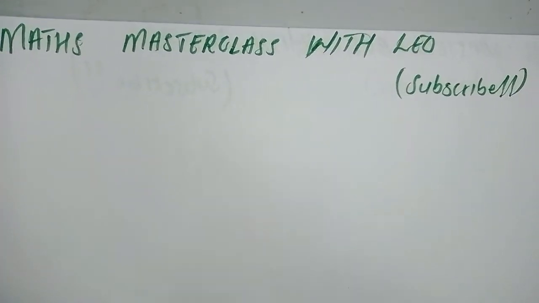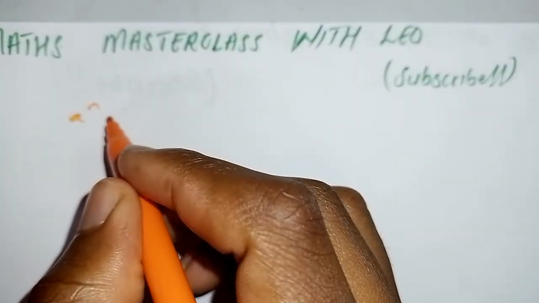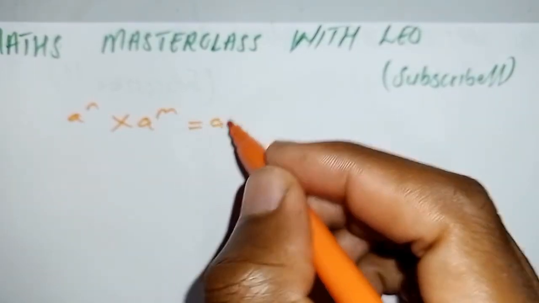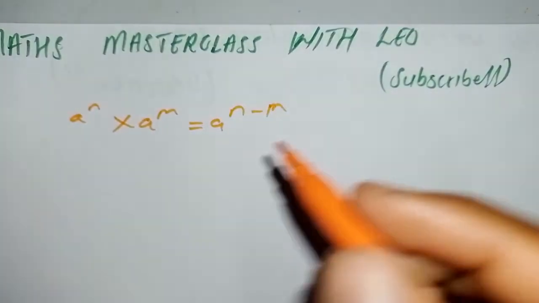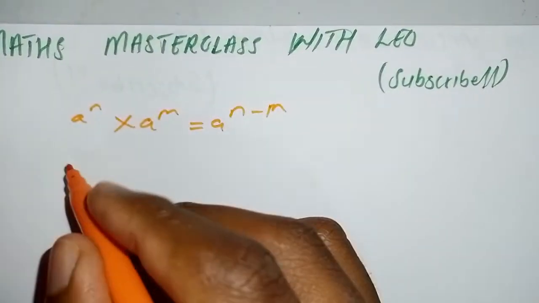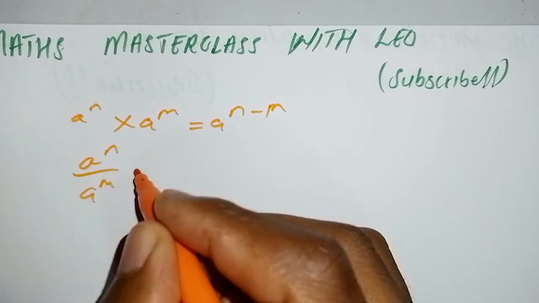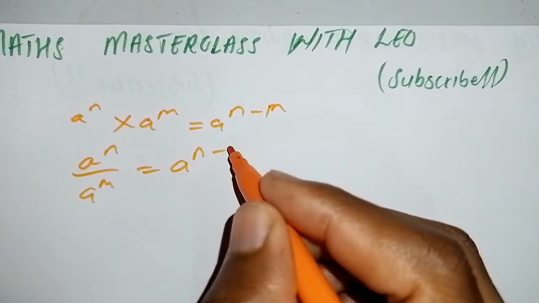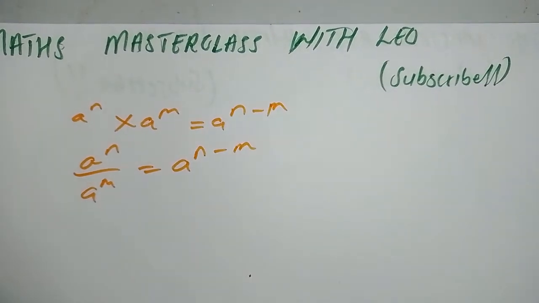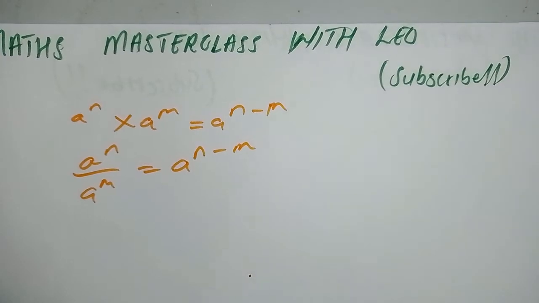Remember the laws. If you forgot, we talked about a to the power n multiplied by a to the power m, which will give us a to the power n plus m. And then we have a to the power n divided by a to the power m. This will just give you a to the power n minus m. Hope you still remember that. We'll just take a few questions and deal with them.